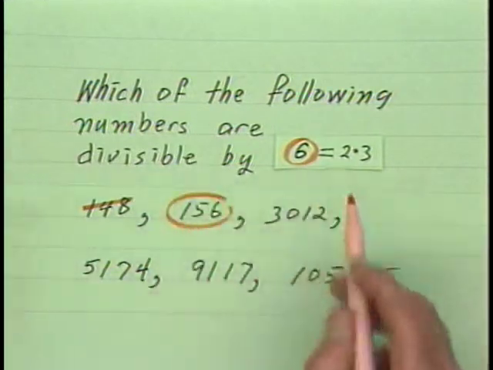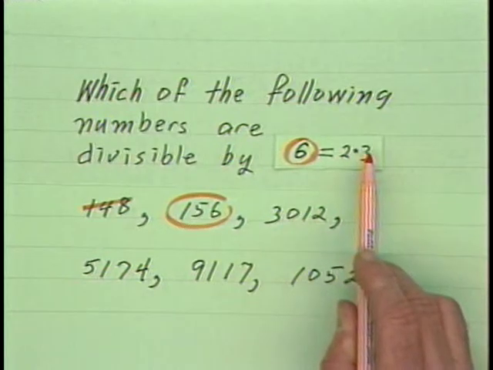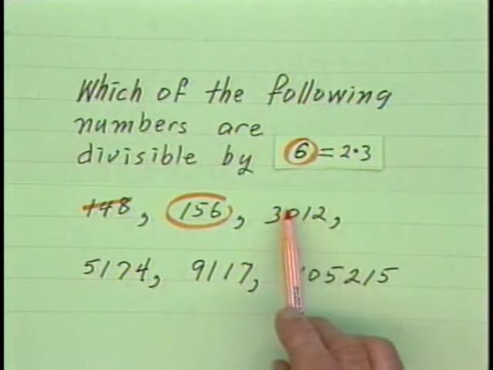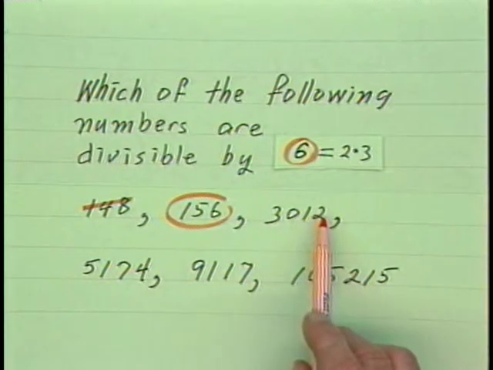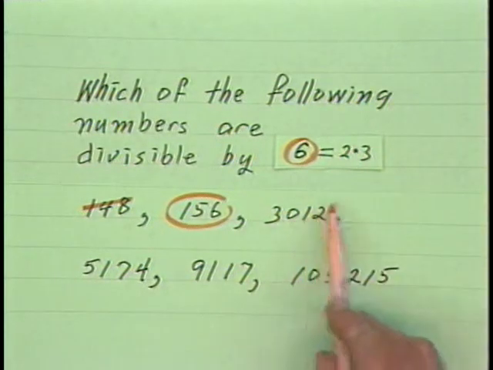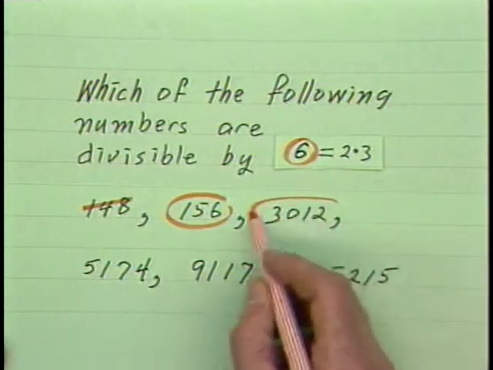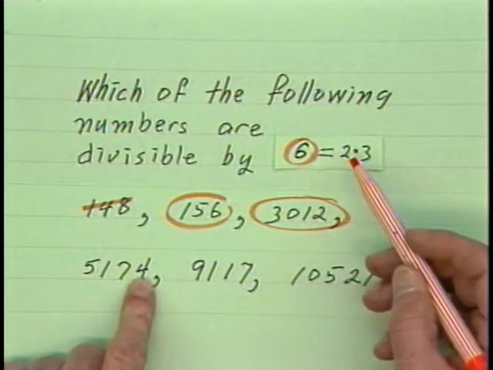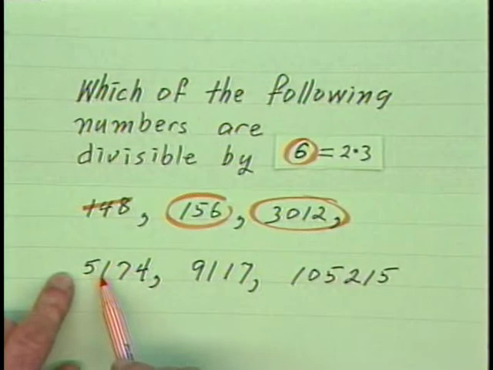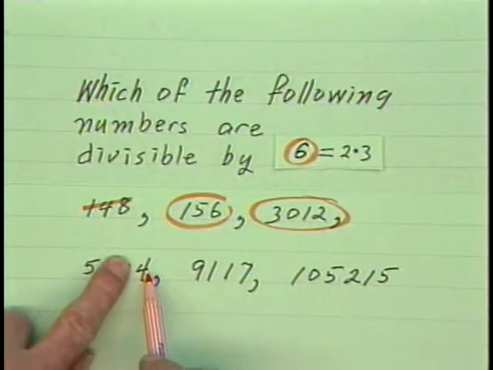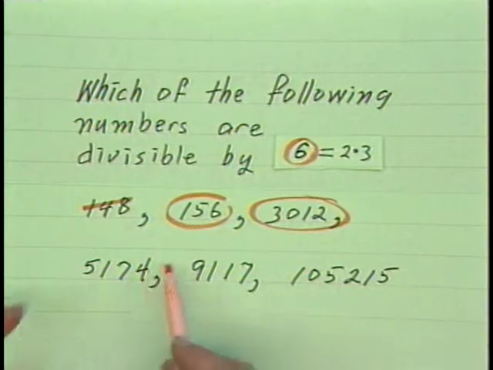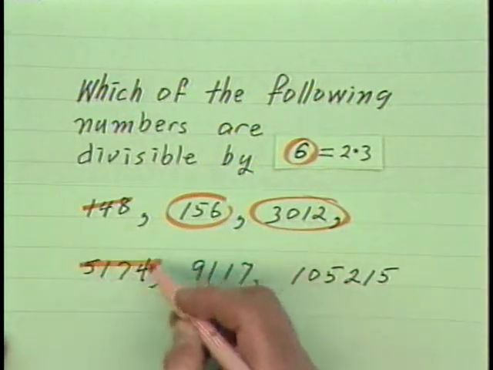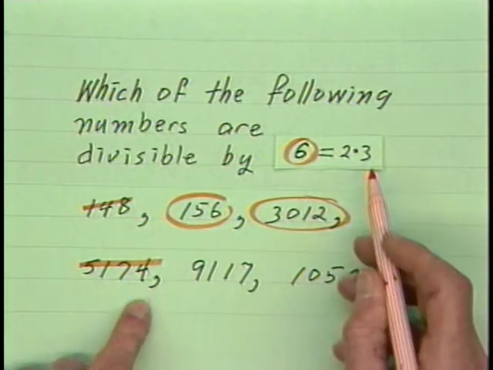So this is divisible by 2 and 3, which is 6. Again, the 2 is obvious. 3 and 1 is 4 and 2 is 6. So 2 goes in, 3 goes in, 6 goes in. Again, we see that the 2 goes in. So 5 and 1 is 6, and 7 is 13, and 4 is 17, which is not divisible by 3. So this is out. I need both 2 and 3.